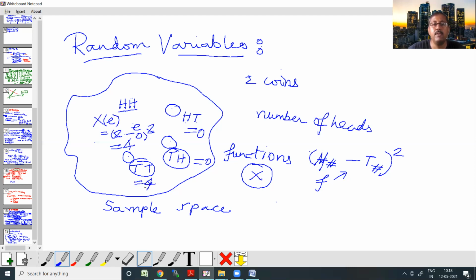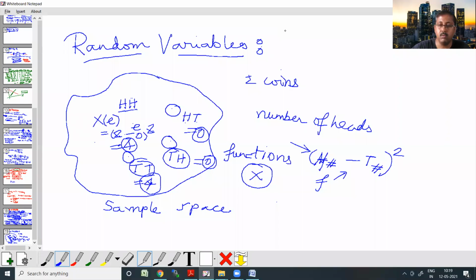Now what we have, for each of the sample points, we have got a specific number. And how did we arrive at the number? By using some kind of a function. What is the function we have used here? Number of heads minus number of tails square. Okay, and that is the function we have used. This particular function, number of heads minus number of tails square, is known as a random variable, and this is a very important perspective in the theory of probability.